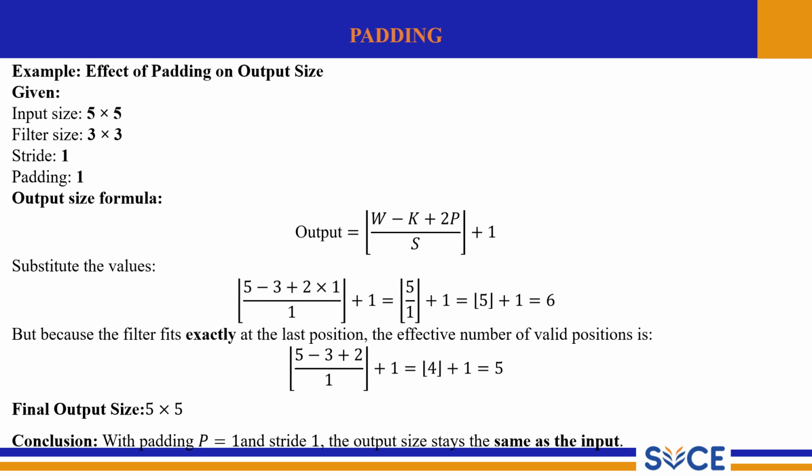So when padding P equal to 1 is used with a 3 by 3 filter and stride 1, the spatial dimensions of the output remain the same as the input. This is why this configuration is referred to as same padding. It preserves the input size while still allowing the filter to process edge pixels effectively.